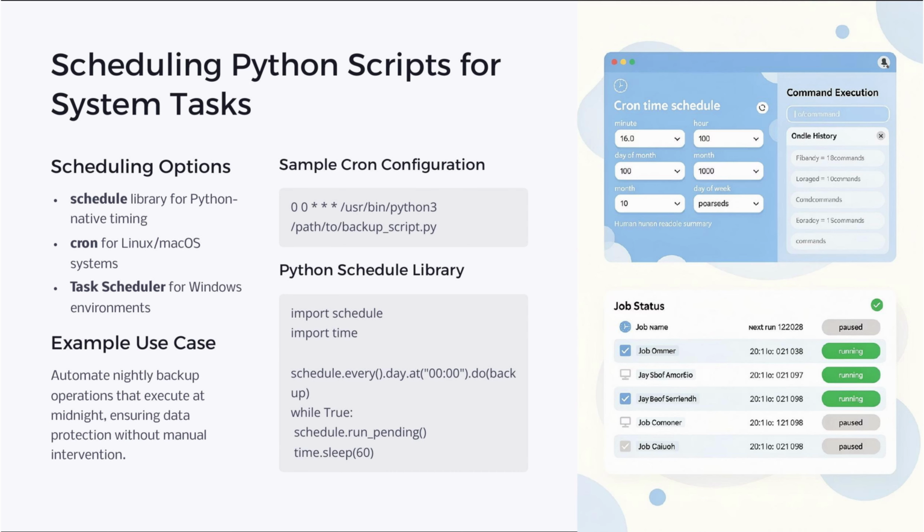Scheduling Python scripts enhances automation by using tools like the schedule library for Python native timing, cron for Linux/macOS, and Task Scheduler for Windows. For instance, automate nightly backups at midnight with cron: 0 0 * * * /usr/bin/python3 /path/to/backup_script.py, or use Python's schedule library to achieve similar results effortlessly.